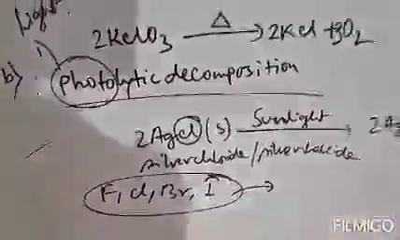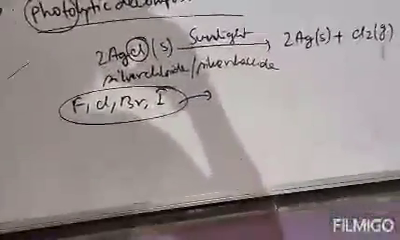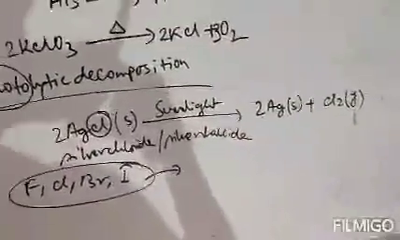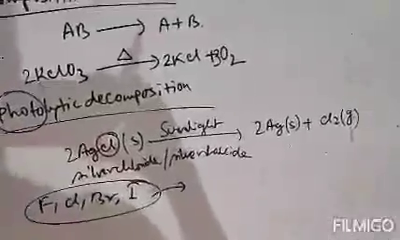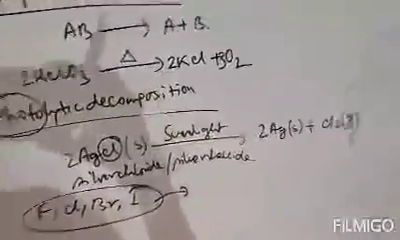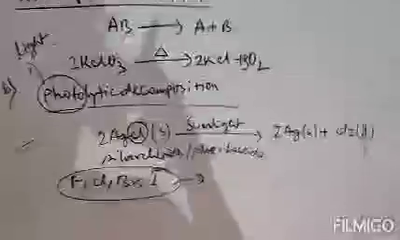Clear? These halogen compounds are very light sensitive. That's why they are stored, or always kept, in a dark colored bottle, because they are very light sensitive. Clear? So this is about photolytic decomposition.